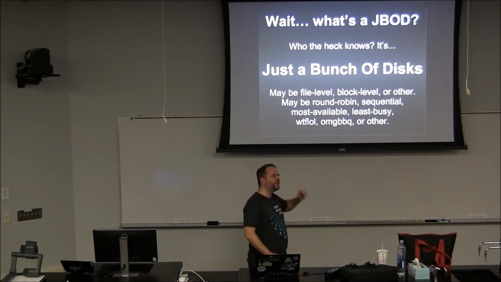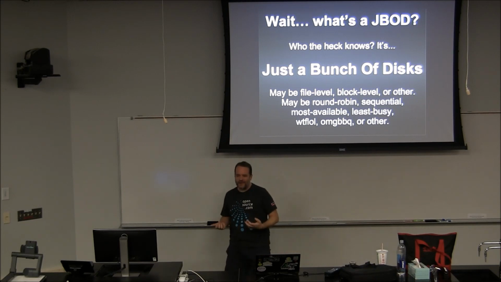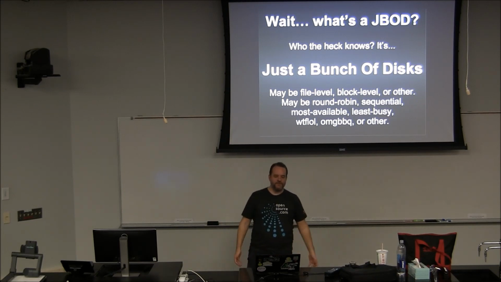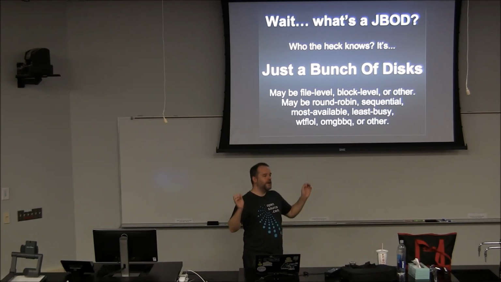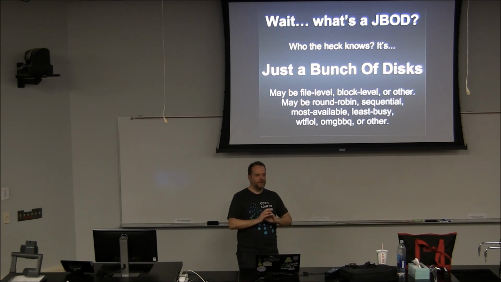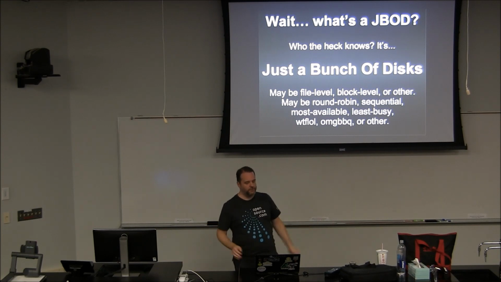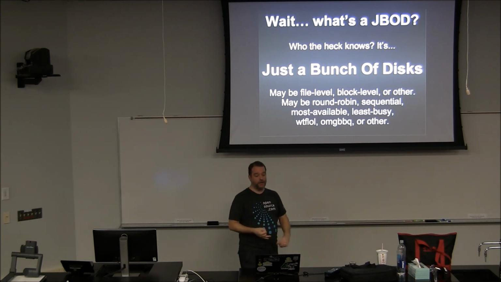All right, so I mentioned that word JBOD. I said modern RAID 0 isn't really a stripe at all. It's a JBOD. It's an acronym for just a bunch of disks. And all you really need to know about JBOD is it means nothing other than just a bunch of disks. There's no definition to how those disks are accessed. That's the whole meaning of JBOD. Who knows? It could be file level, it could be block level, it could be something completely different. It could be round robin where you go evenly from one disk to the next. It could be sequential, like you do everything on one disk and fill it up before you go to the next one. It could go to the least busy disk, it could go to the disk with the most available space, or something completely different, who knows?